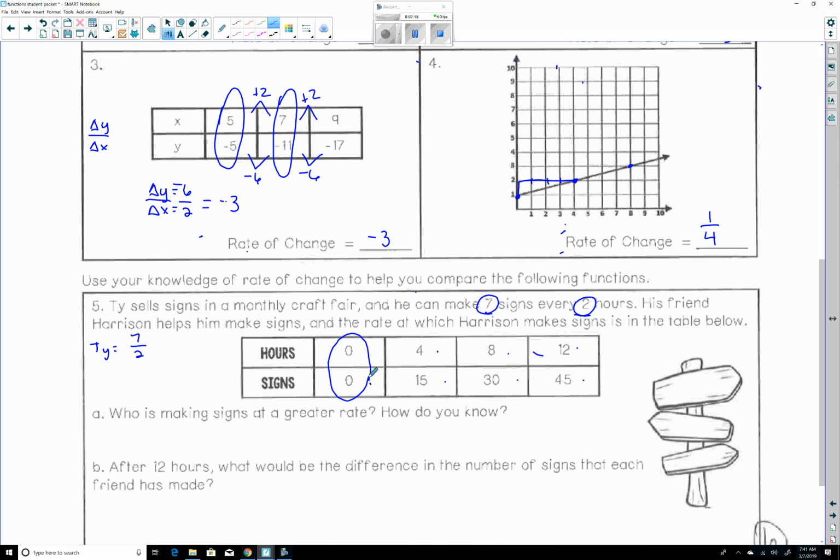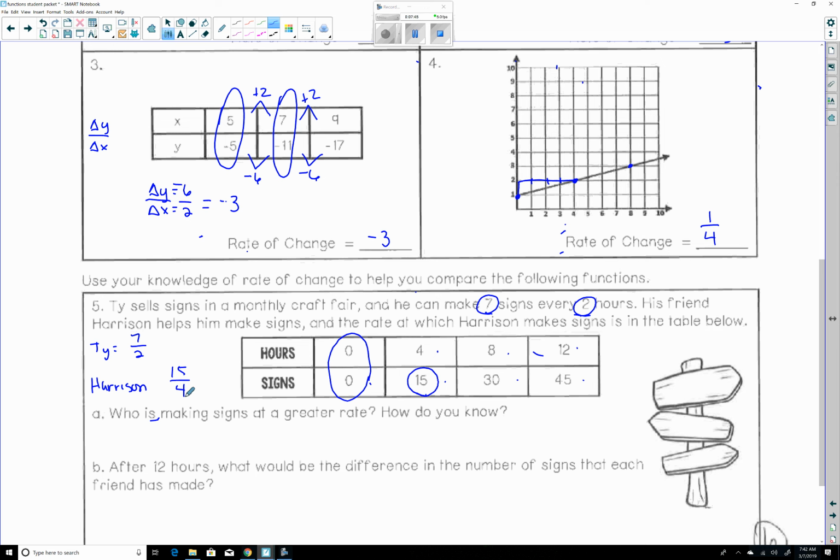So I could take my signs, 15, and divide it by the number of hours and figure out how many signs he's making per hour. Or I could say his slope. So this is Harrison. His slope is 15/4. And then I can see how many signs per hour that is by doing the division.